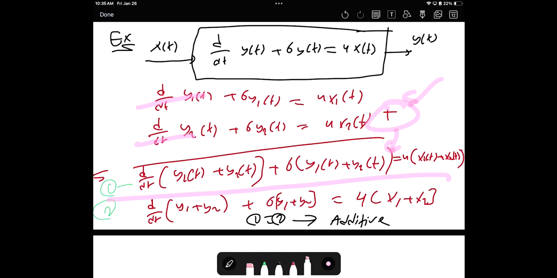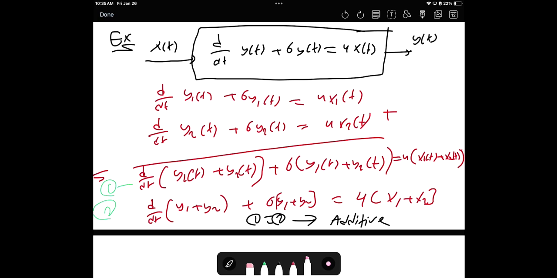The next step, go to the set equation, but instead of replacing y1 and y2, replace y1 plus y2, and replace x by x1 plus x2. Then, if these two are the same, that's perfect. This is additive.